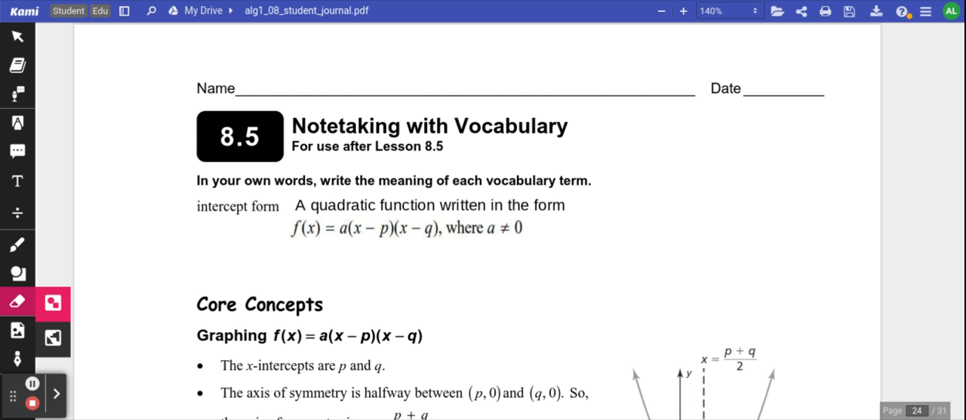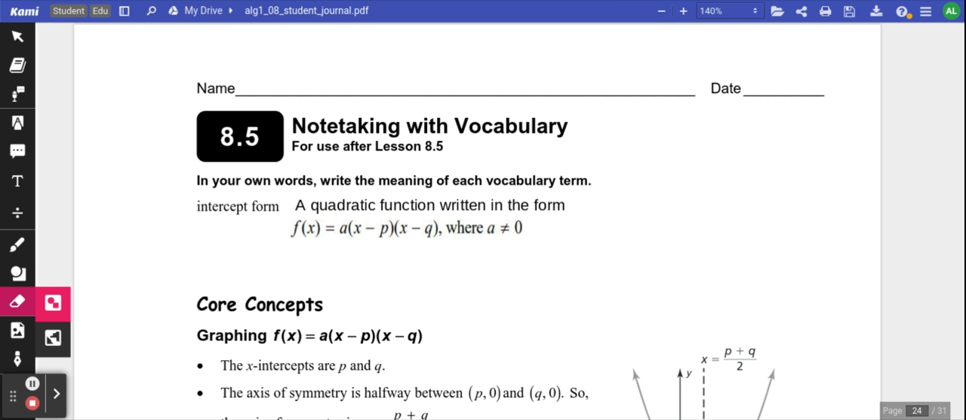All right, so we're going through 8.5. 8.3 is all about standard form, that negative b over 2a to find your vertex. Then we had vertex form, which is a little bit easier. You're just looking right at your equation to find your vertex. We have one more format to learn before you test next week, and that is what we call intercept form.